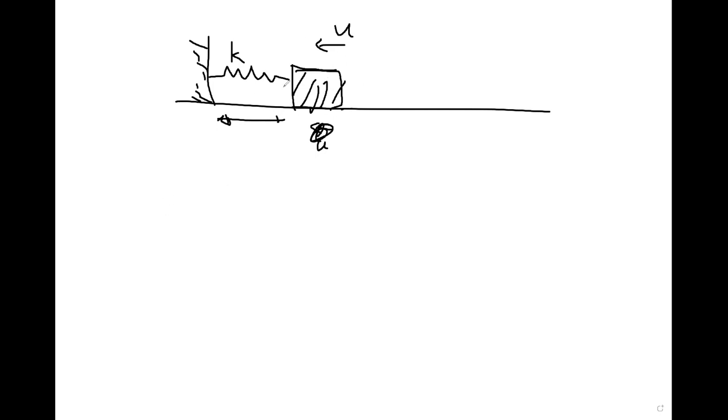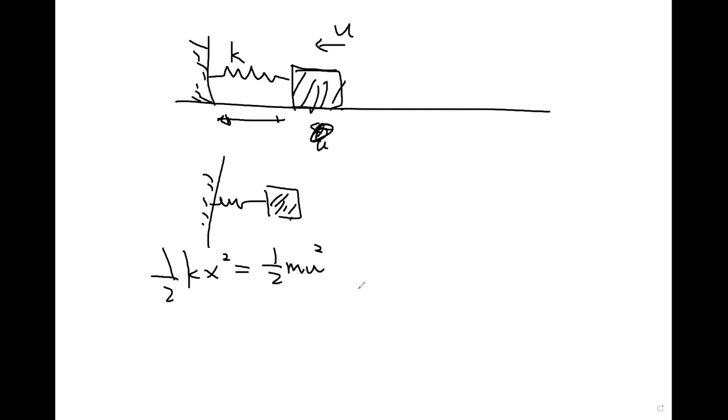At its maximum compression, the object loses all its kinetic energy, and all the kinetic energy is converted to elastic potential energy. So the formula is half kx squared equals the change in KE, half mu squared. Then you can get the compression of the spring to be square root of m over k times u, is it? Okay.